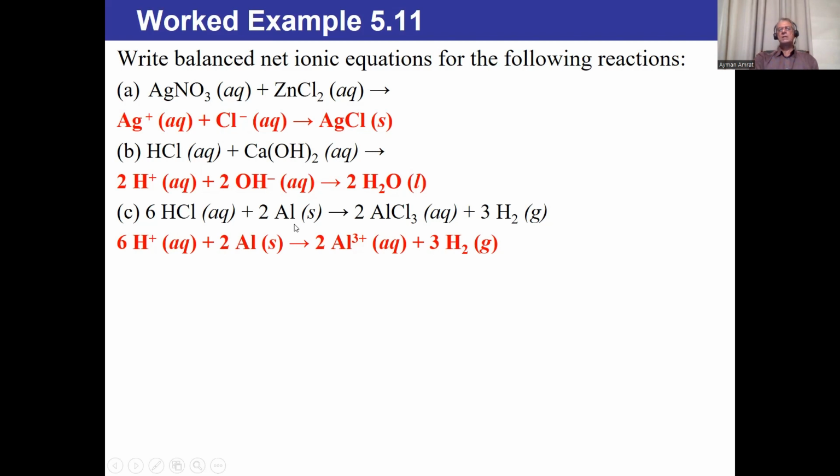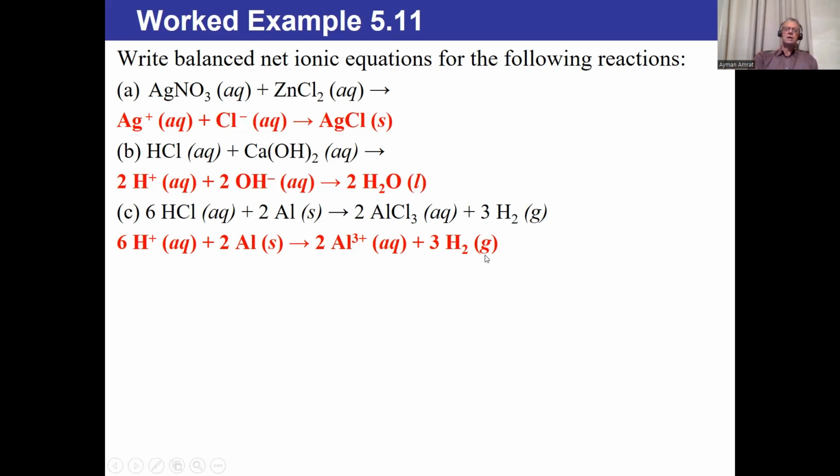6HCl with Al solid produces AlCl3 and hydrogen in the gaseous state. In this reaction Cl- can be cancelled. 6Cl- appears on both sides, 2 multiplied by 3, so it can be cancelled, and the rest is the ionic equation: 6H+ with 2 aluminum in the solid state produce 2 Al3+ aqueous and 3 H2 in the gaseous state.